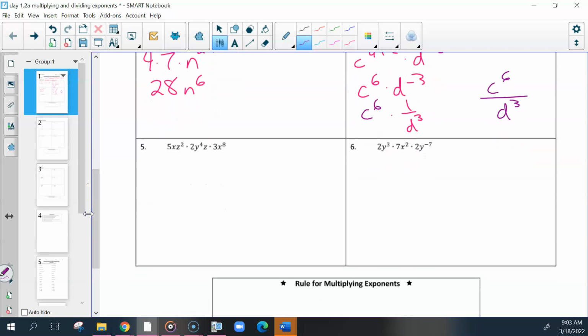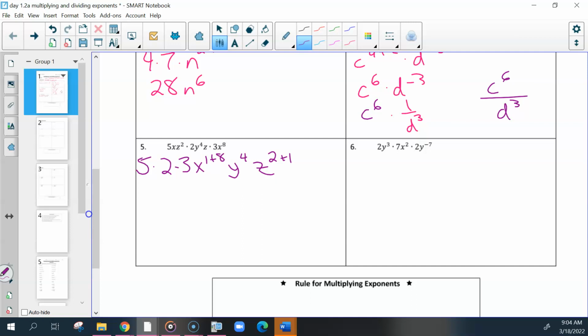Moving on to number 5. You have a bunch of numbers. Move those up front. 5 times 2 times 3. Does not matter the order of the numbers. Do we have multiple x's? Yes. What are the exponents of those x's? 8 and 1. Okay, so we have 1 plus 8. Do we have multiple y's? No. So that's just going to say y to the 4th. Do we have multiple z's? Yes. What are the exponents of those? 2 and 1. So we're going to add those two together.